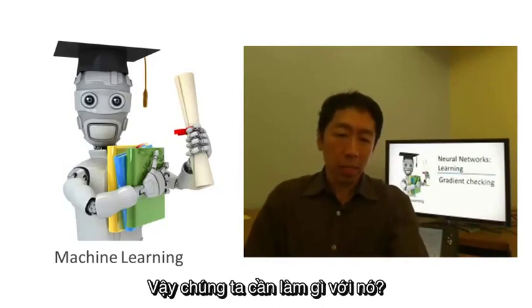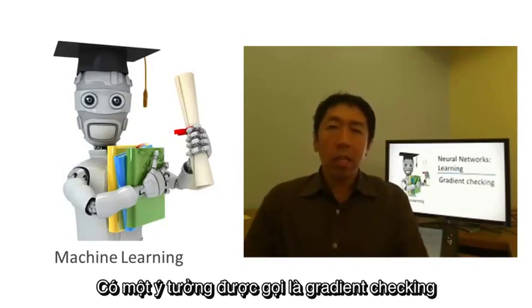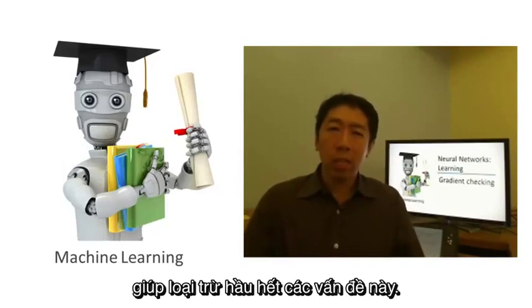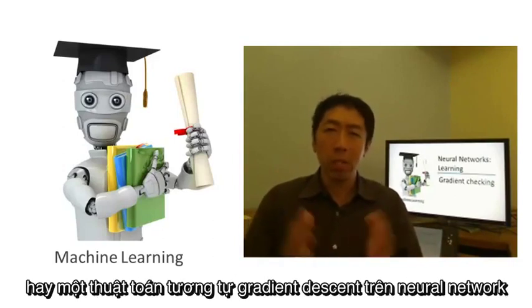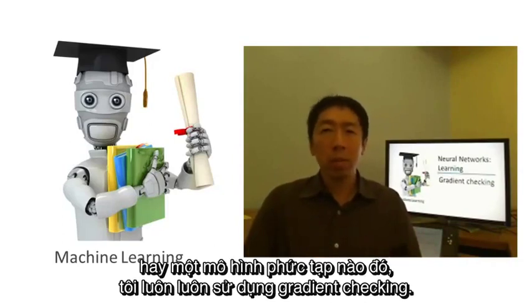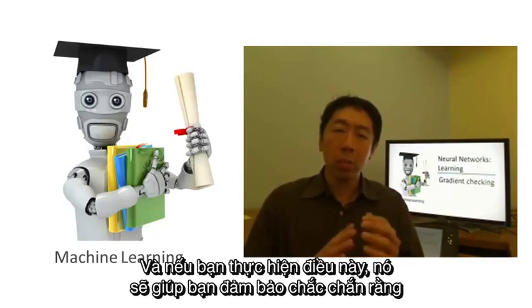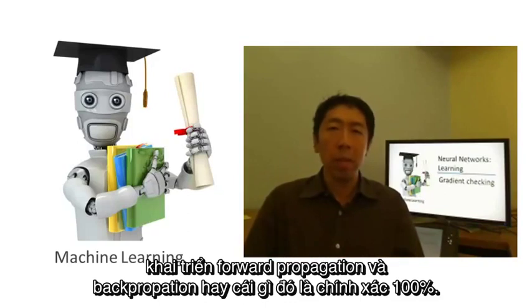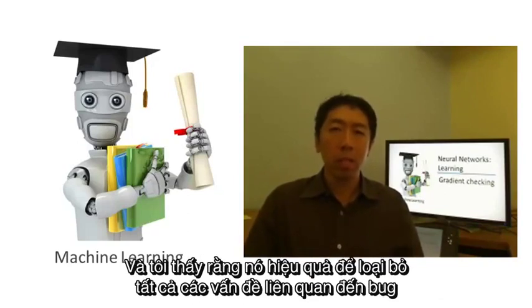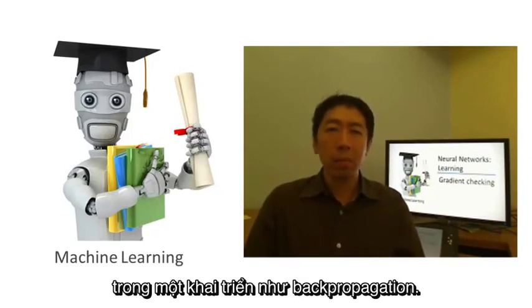So what can we do about this? There's an idea called gradient checking that eliminates almost all of these problems. So today, every time I implement backpropagation or a similar gradient descent algorithm on a neural network or any other reasonably complex model, I always implement gradient checking. And if you do this, it will help you gain high confidence that your implementation of forward prop and back prop or whatever is 100% correct. And in what I've seen, this pretty much eliminates all the problems associated with buggy implementations of backprop.